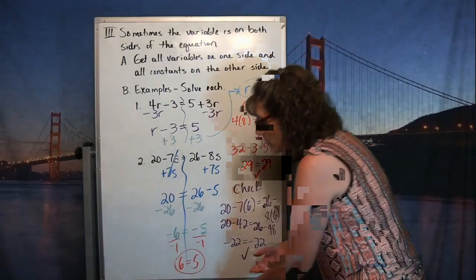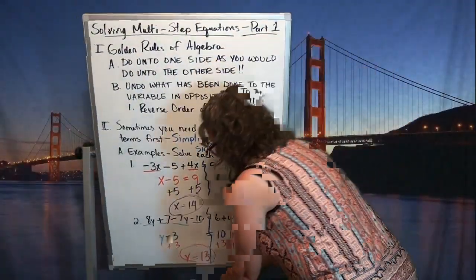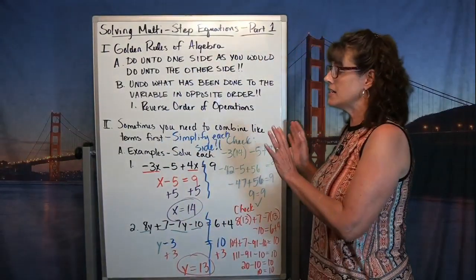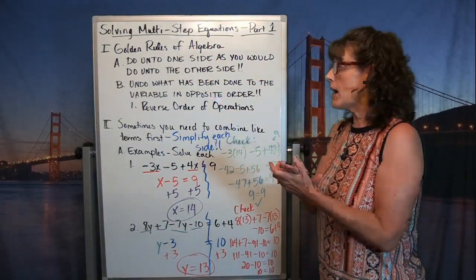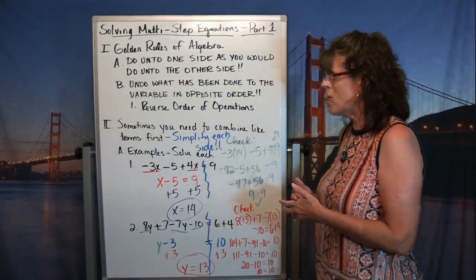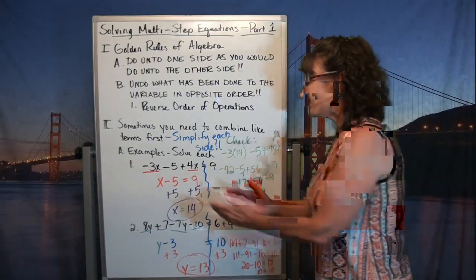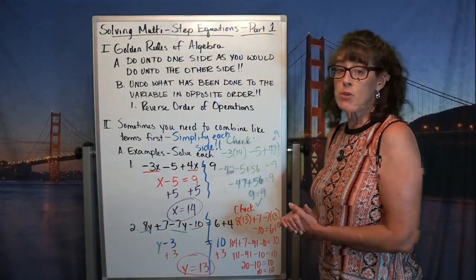So hopefully this helps with the beginning. This is just the beginning of multi-step equations. And like we said before, the idea is you're still going to keep those 2 golden rules in mind. You're still going to do that. You're going to do on one side like you do on the other side. You're going to undo what's already been done to the variable. But you need to simplify each side. Collect up those like terms.